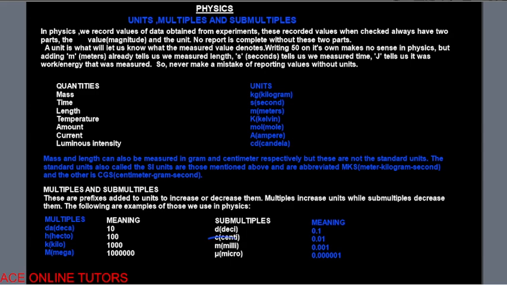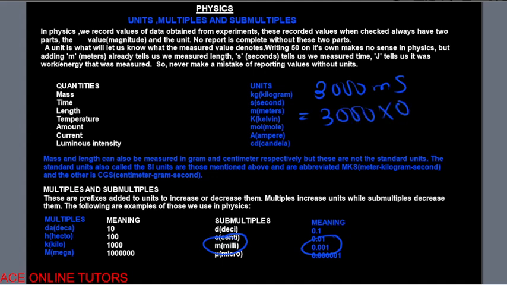So milli means we are dividing by 1000, or we are multiplying by 0.001. Just look at it. Let's say we have 3000 milliseconds. So that will be 3000 multiplied by 0.001 second. So this will cancel this, this will cancel this, this will cancel this. We are left with what? 3 seconds.